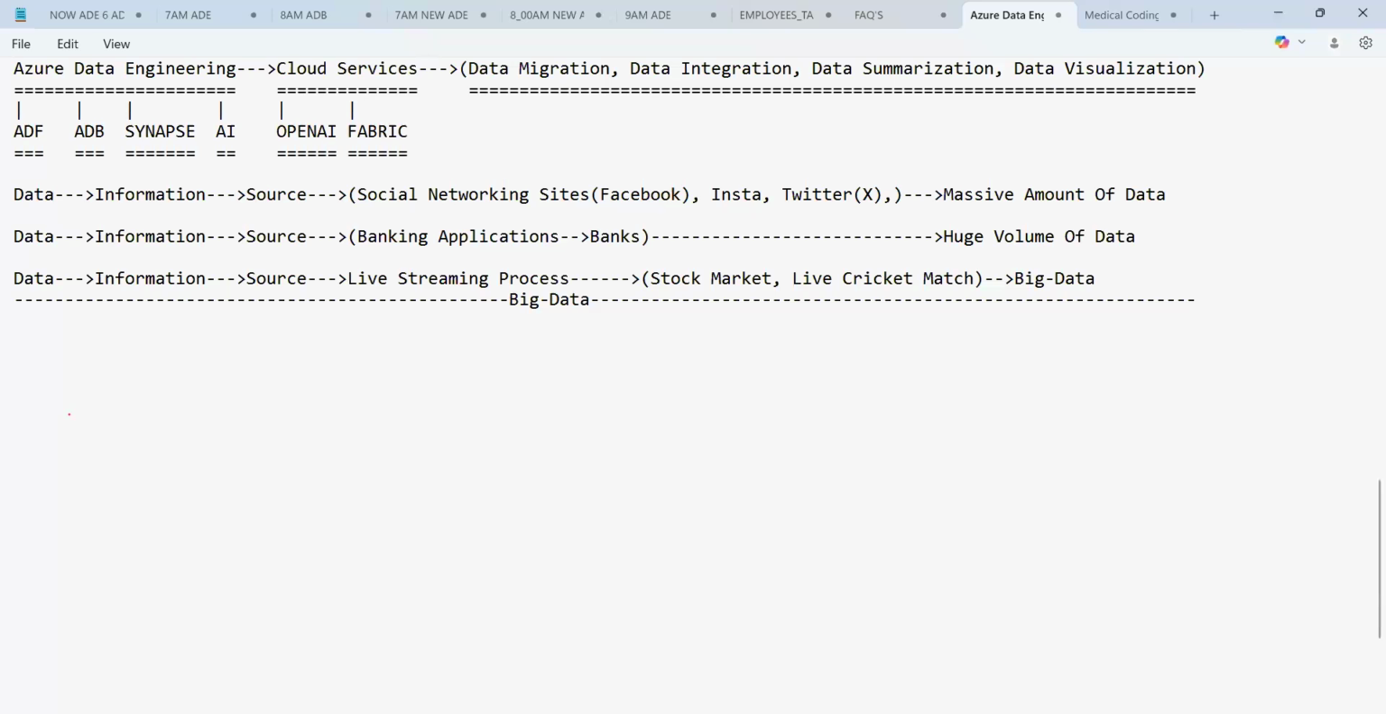Now, guys, when we talk about big data, the big data is classified into three categories. What are those, guys? The first one, I can say, is structured data.